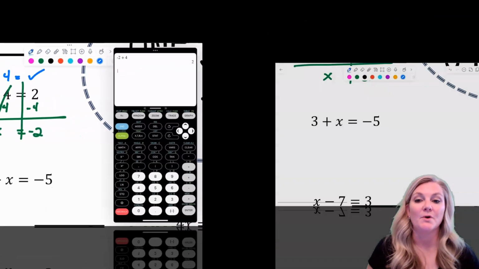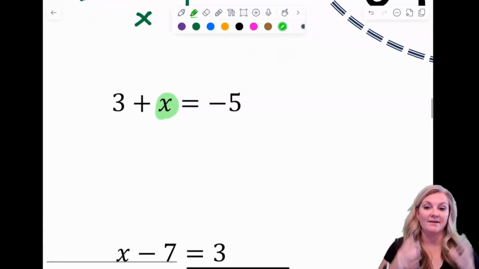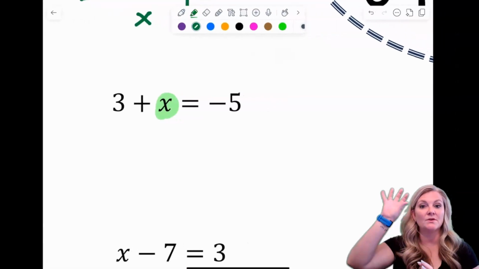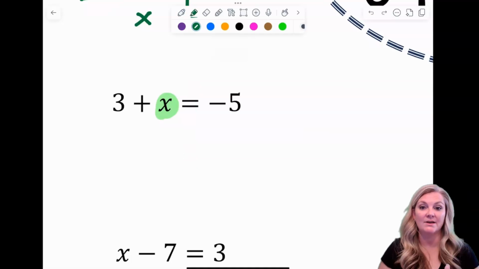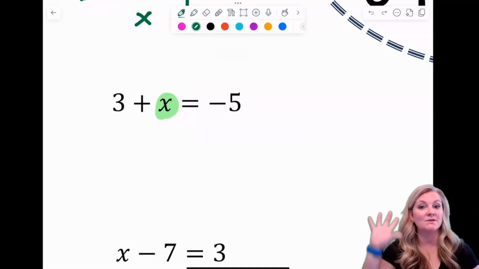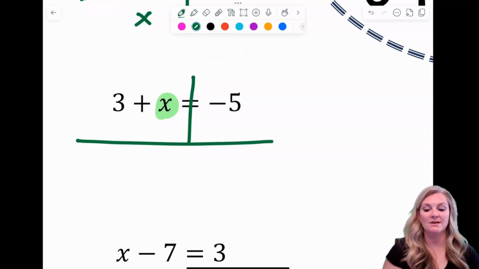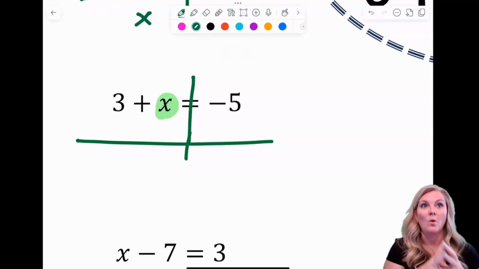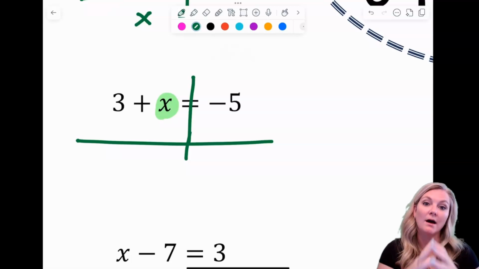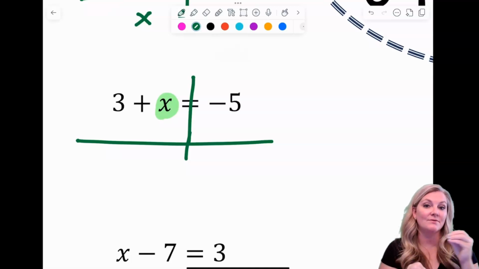All right, second example, 3 plus x equals negative 5. So x is what I'm solving for, so the 3 is what's happening to it. Now, again, I can draw the line down the equal sign so I can make sure what I'm doing to one side, I'm also doing to the other side. But now that 3, what is that 3 currently doing? Or how do I get rid of a positive 3?